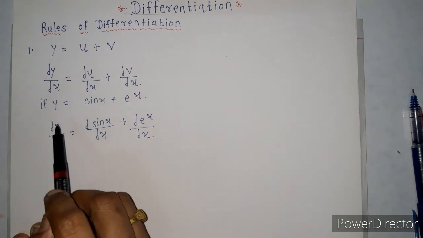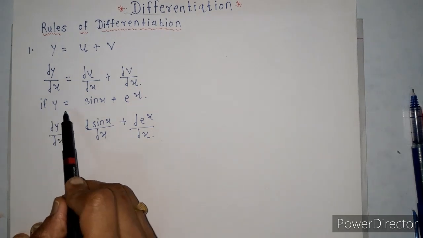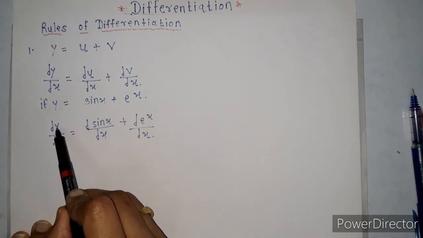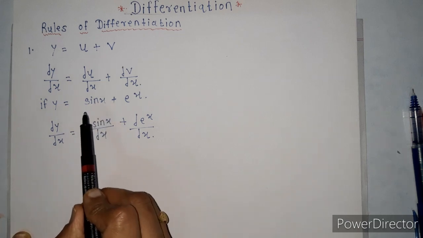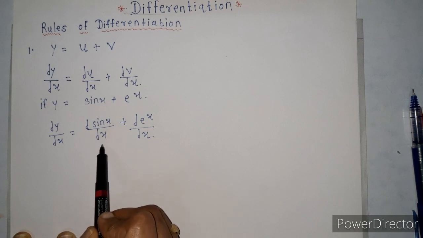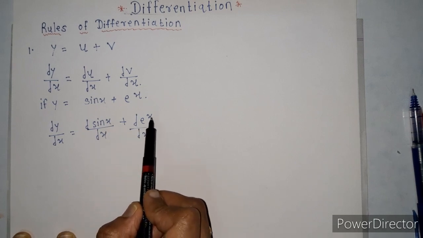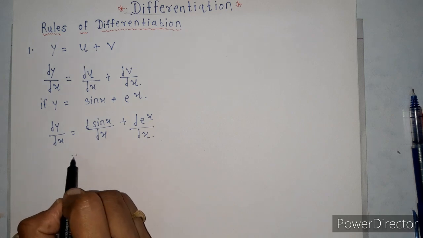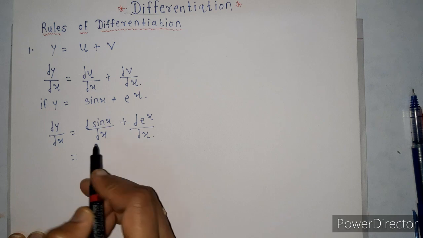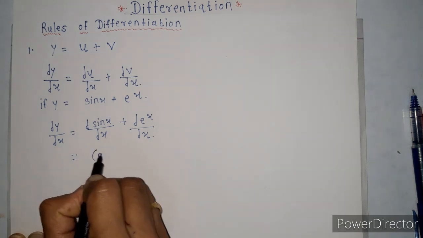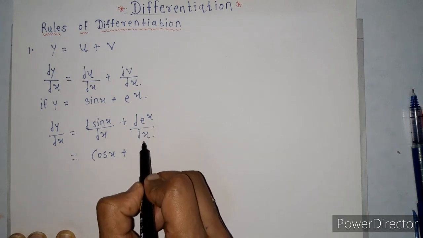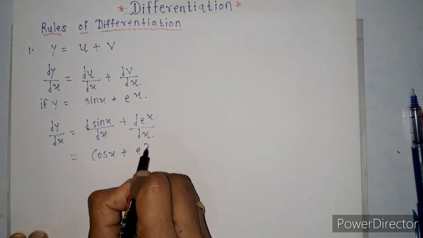Now suppose, for example, y equal to sin x plus e raised to x. Then according to the addition rule of differentiation, dy by dx equals differentiation of sin x plus differentiation of e raised to x. We know the differentiation of sin x with respect to x is cos x, and the differentiation of e raised to x with respect to x is e raised to x.